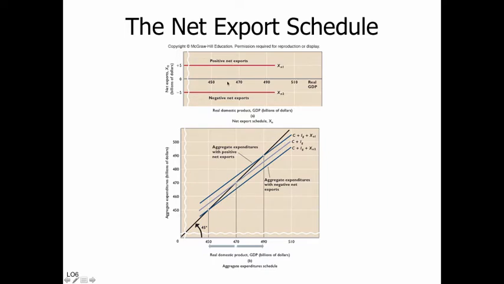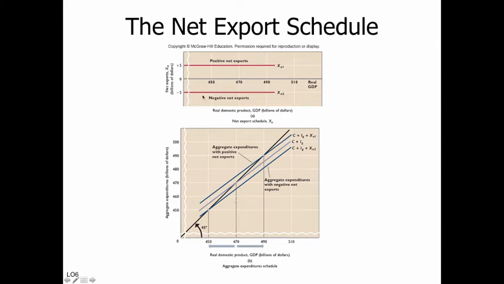So if we add positive net export spending of $5 billion, what does that do to our spending line? If we add that positive $5 billion, it just shifts up the spending line by $5 billion. And when spending rises, we move to this higher spending line and GDP rises. Note the $5 billion increase in net export spending increased GDP by $20 billion.